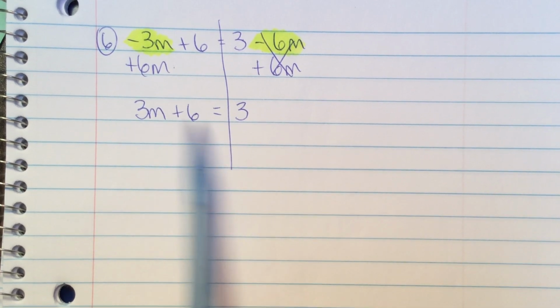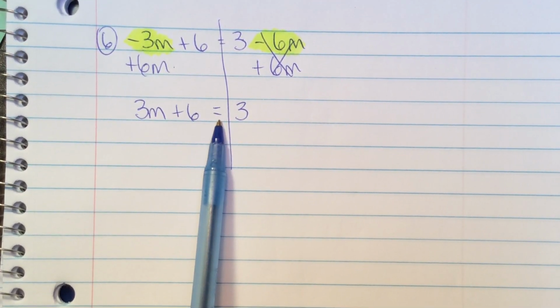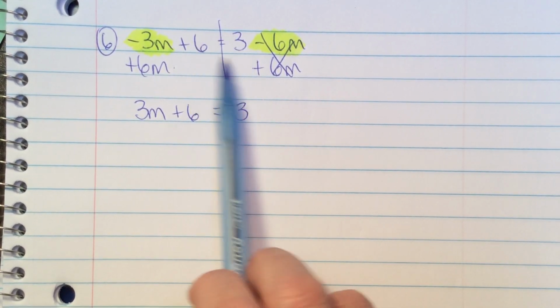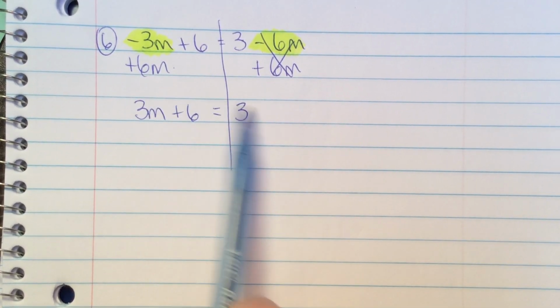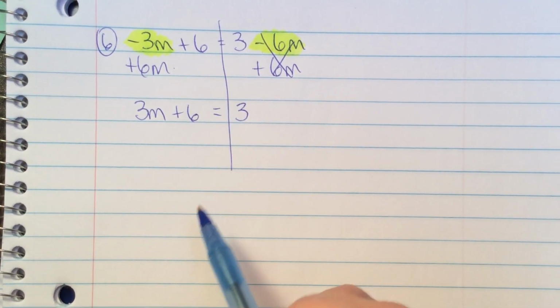So now I have a two-step equation. 3m plus 6 equals 3. I wish they had different numbers, because I keep saying the same number over and over. If you're not watching the video, it might be very confusing.